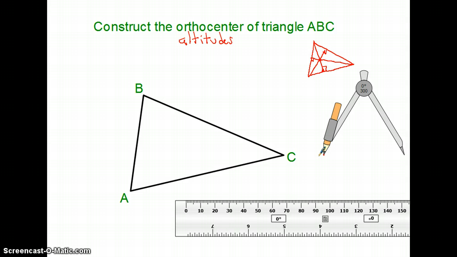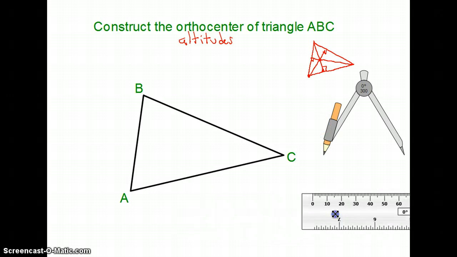Okay, this is not perpendicular bisectors. Yes, these are perpendicular, but they're not going through at the midpoint. These are perpendicular, and they go through a vertex. That's an altitude. The three altitudes of a triangle will intersect in the same place.